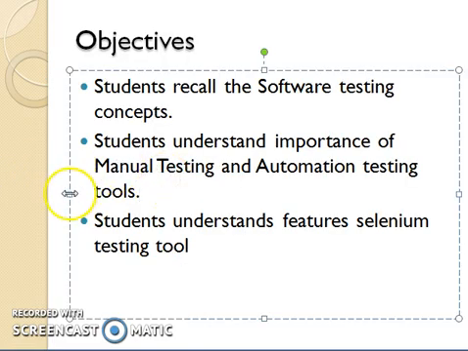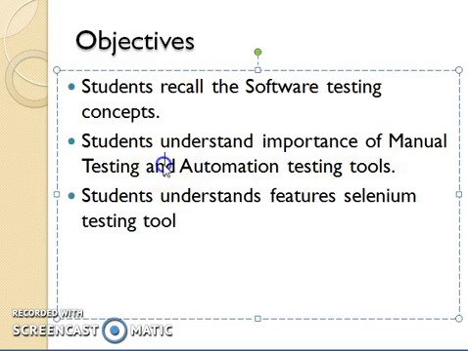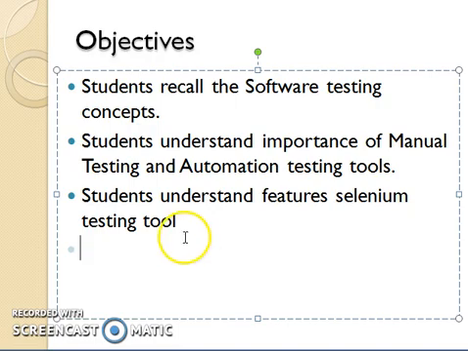So, the main objective of this video tutorial is that students recall the software testing concepts, that is manual testing, automation testing, types of testings. Then students understand the importance of manual testing and automation testing tools. And also students understand the features of Selenium testing tool.